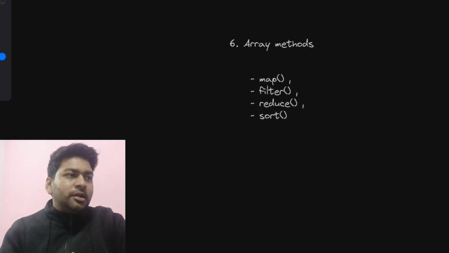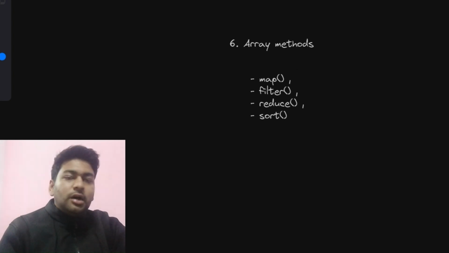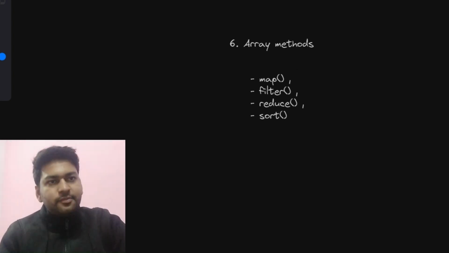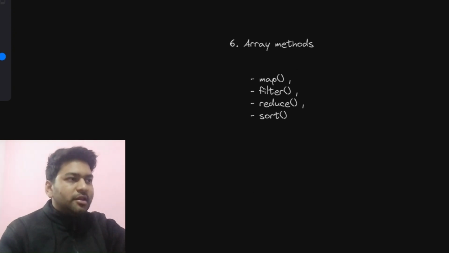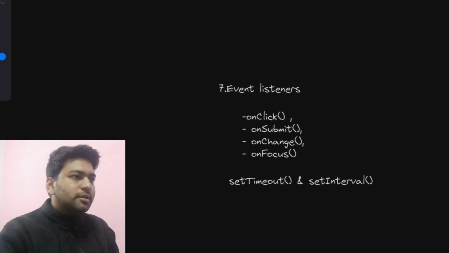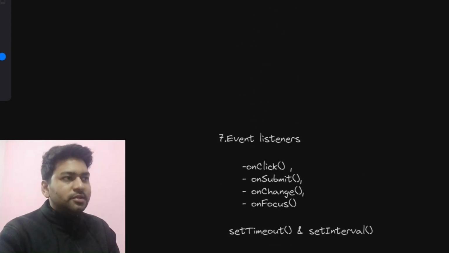So moving ahead to our sixth topic, that is array methods. Methods are used for manipulating arrays. If you're dealing with arrays, you should know array methods such as map, filter, reduce, and sort, because if you're writing programs, you should know how the map function works. All these methods you should know. If you're starting with React, you should know these kinds of basics.